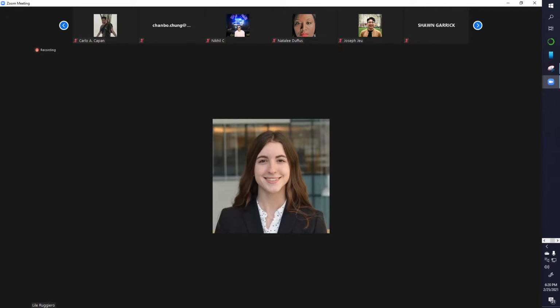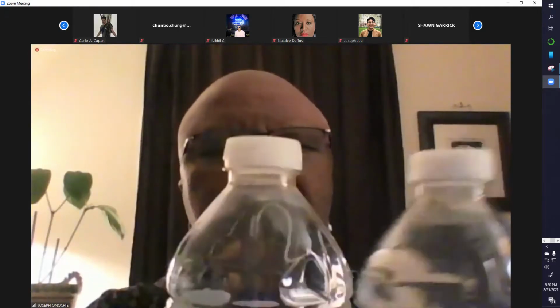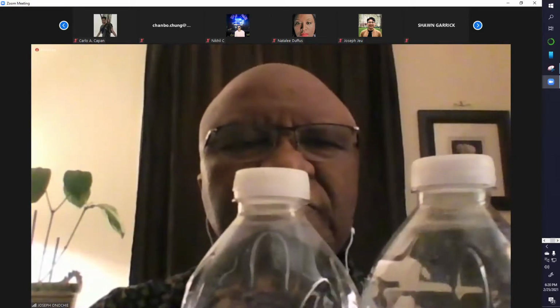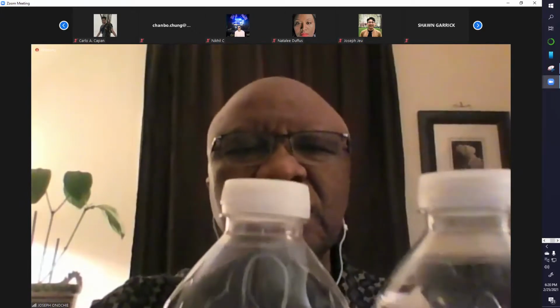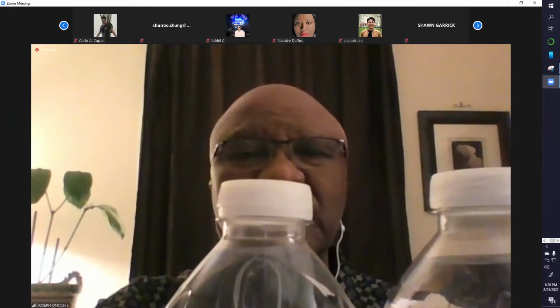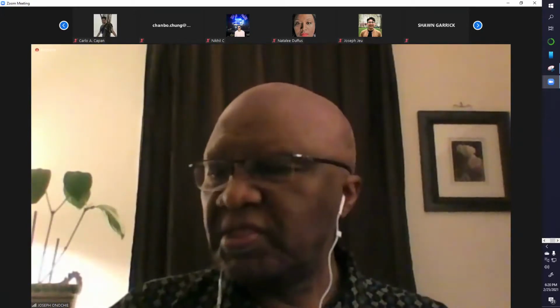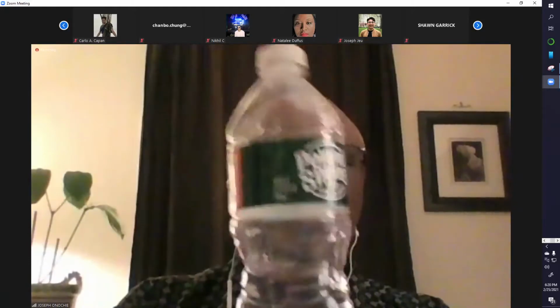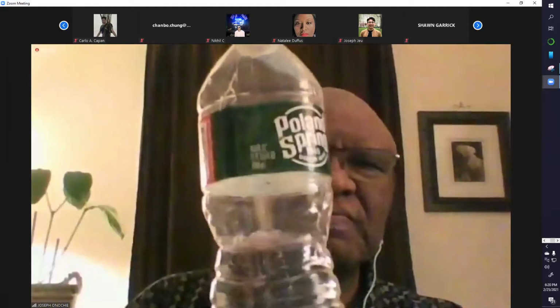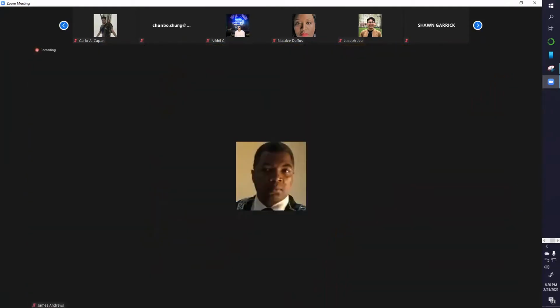This is bottle number 2. Do you see the level of the liquid? Does everybody see it? Good. This is bottle number 3. Do you see the level of the liquid?